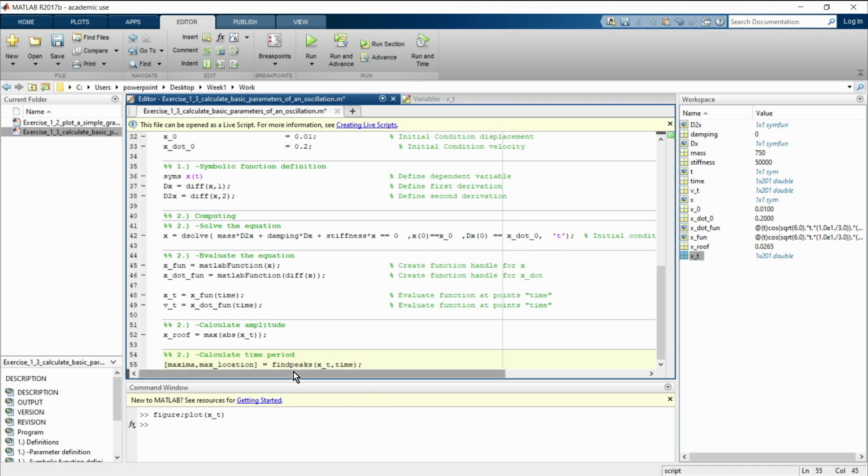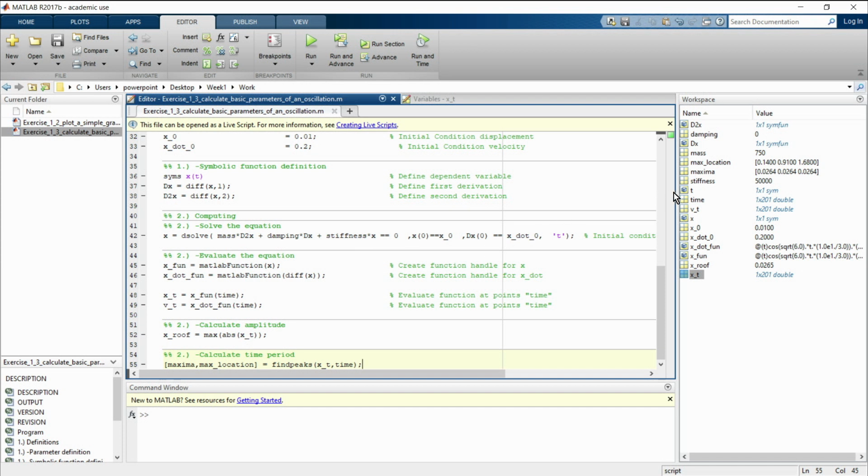Now you can see that I also put in the variable time. The variable time is our time vector of the simulation, and I put that in because now the findpeaks function can give us the maximum locations time-wise. So if we run the script, we can see that the function found 3 maxima and also gives us the time locations of these maxima.